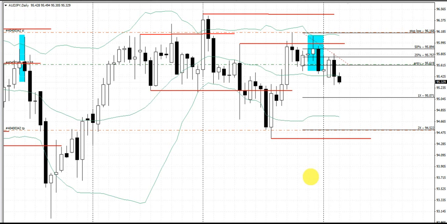We are looking at the Aussie yen on the daily time frame this evening. I've opened a sell order. I actually opened this yesterday evening. It's been about 24 hours since entering this position. Let me talk about what I see here and clarify why I entered this trade.